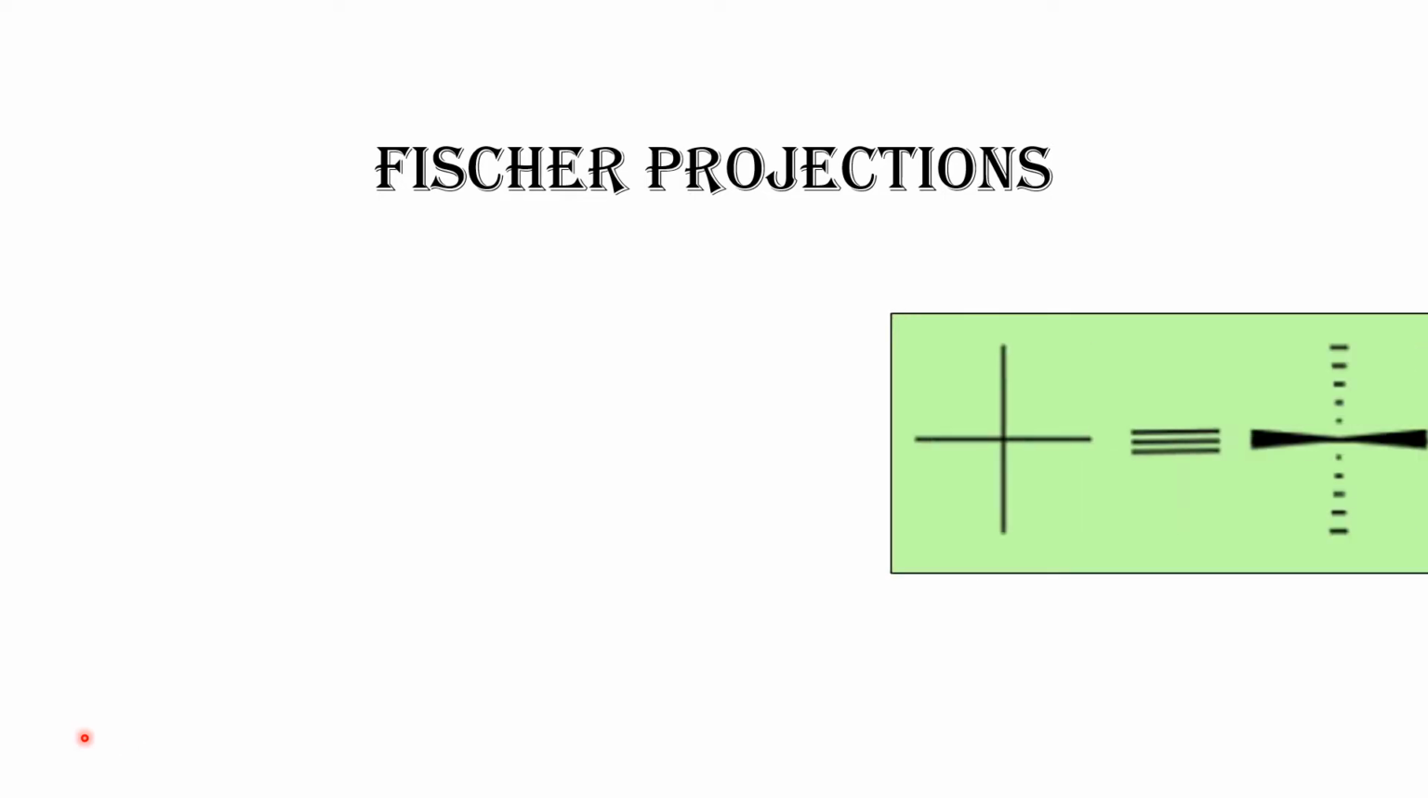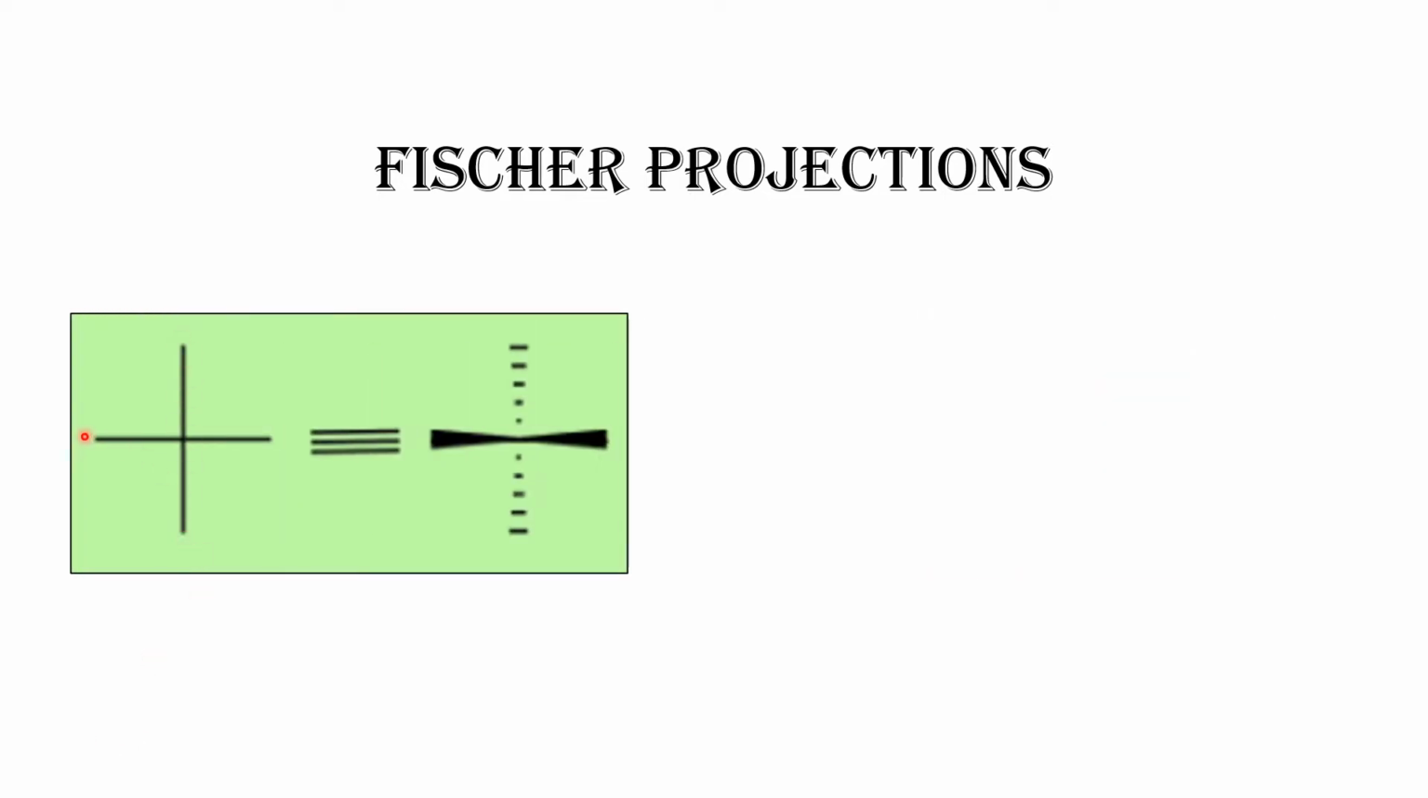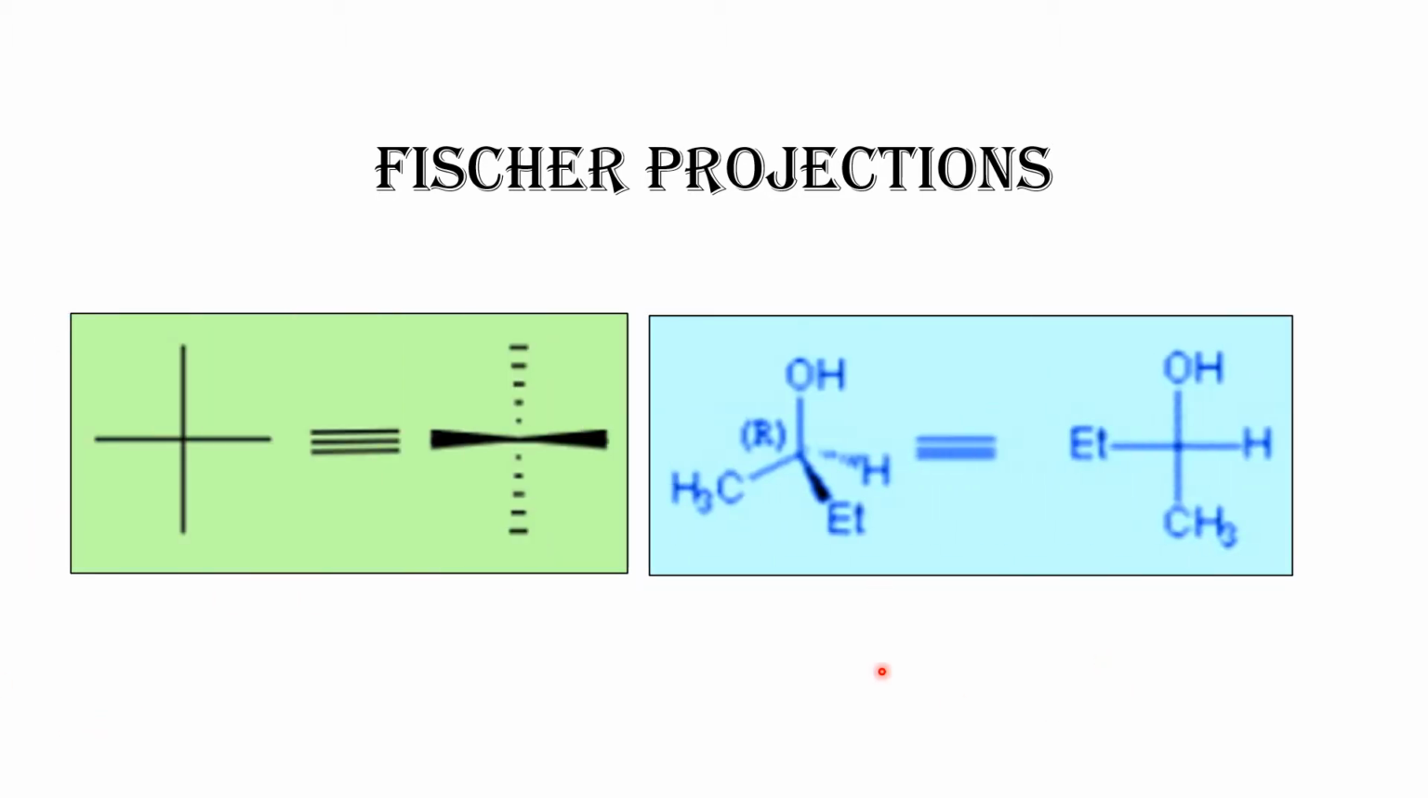First, how to write the Fischer projection. We need to know what a Fischer projection is. This is the way we need to write it. This is the dashed line, and this is the wedge line. Always, the wedge line you have to represent in the horizontal, and the dash line will be in the vertical. Keep this in your mind.